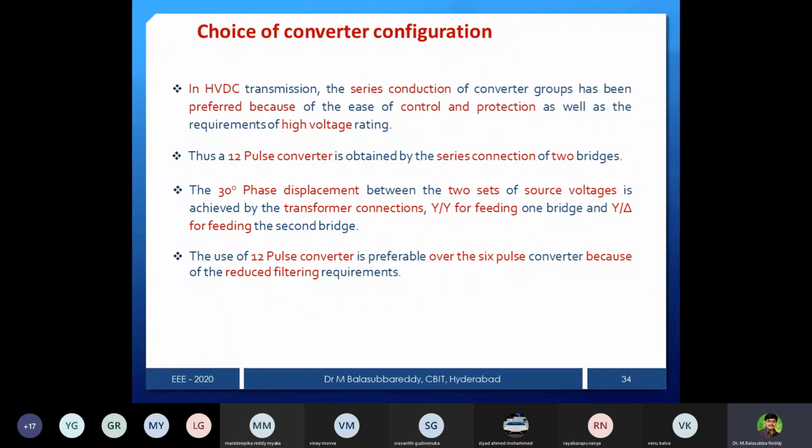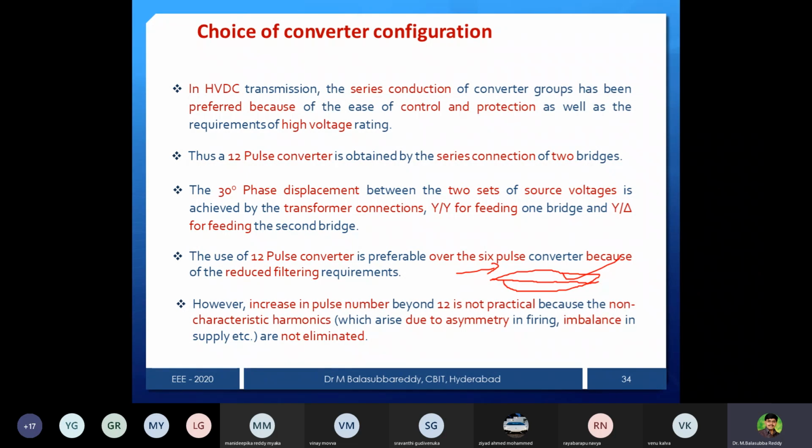Why is the filtering requirement reduced? Because once the two converters are connected in series, the number of pulses is higher, that is a 12 pulse converter, and the waveform will be smoother. When you compare the 6 pulse converter waveform and the 12 pulse converter waveform, since the pulse durations are very small, you can say it will be very smooth. If we pass that through an inductor, we get it almost in a straight line. Therefore, the requirement of filters will be minimal compared to the 6 pulse converter.